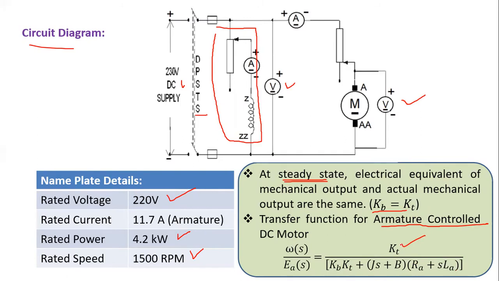So once we know the torque constant, the back EMF constant, the mechanical terms J and B, and the electrical terms Ra and La, then we can identify the transfer function. Now we will see how to conduct the experiment and how to find all these parameters.